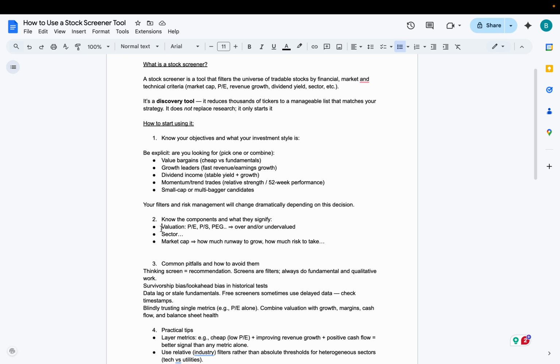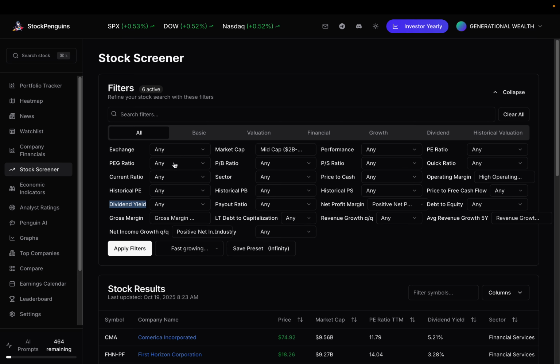So for example, valuation: your price to earnings, price to sales, PEG ratio. It usually signifies over or under valuation, but you need to know what contributes to the PE, why it is high, why it is low, things like that, right? And you also need to know the sector that you're looking to invest in, right? Why? Because sectors go through market cycles as well. So you need to know what stage they are at.